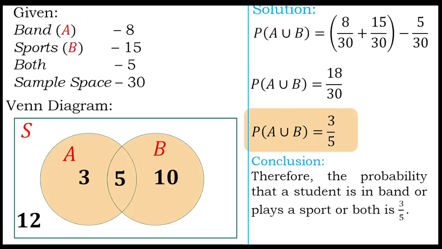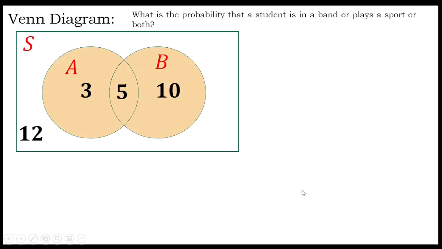Eto siya. Nasa labas na siya ng ating illustration ng set A and set B, or event A and event B. Okay? So, this is the correct illustration of the second problem. Next. How about answering the problem using the Venn diagram itself? So, second method naman tayo.